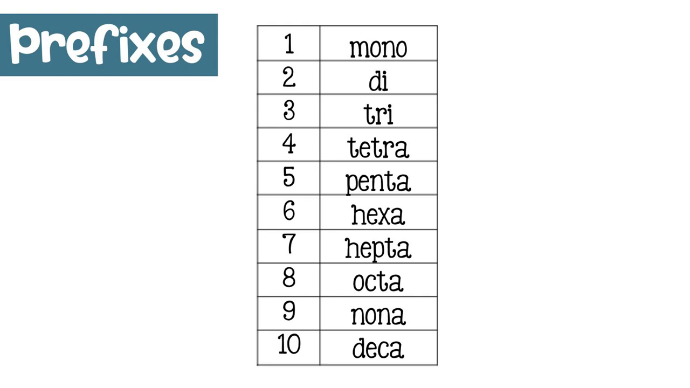So the prefix for 1 is mono, 2 is di, 3 is tri, 4 is tetra, 5 is penta, 6 is hexa, 7 is hepta, 8 is octa, 9 is nona, and 10 is deca.